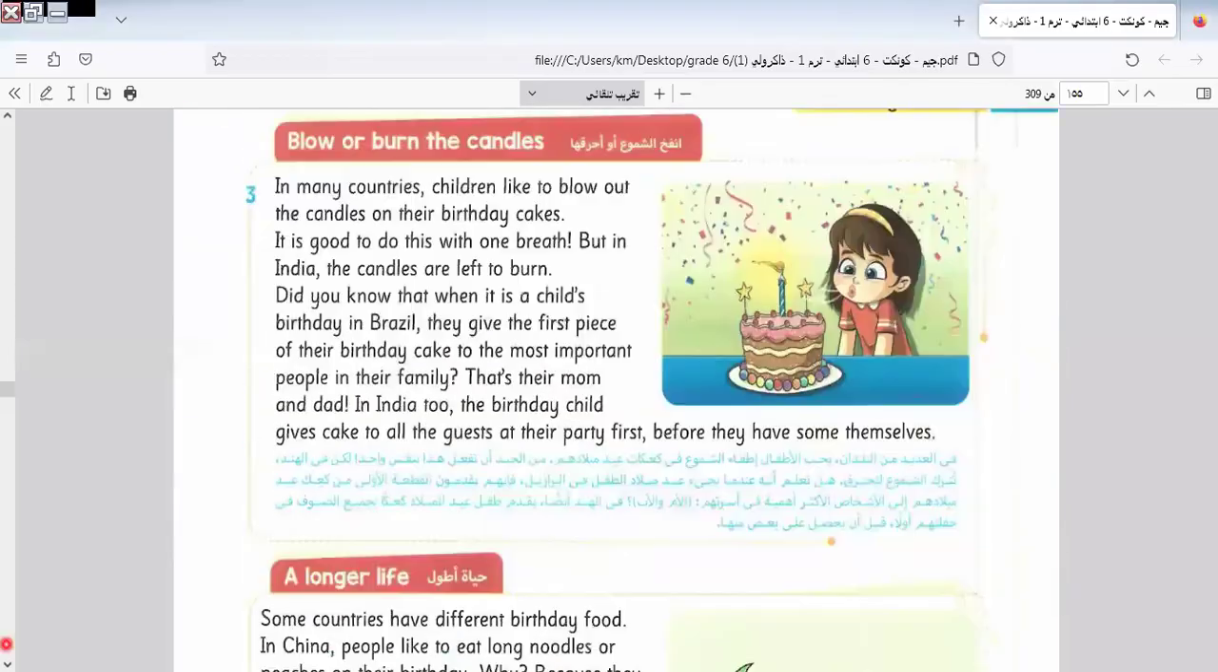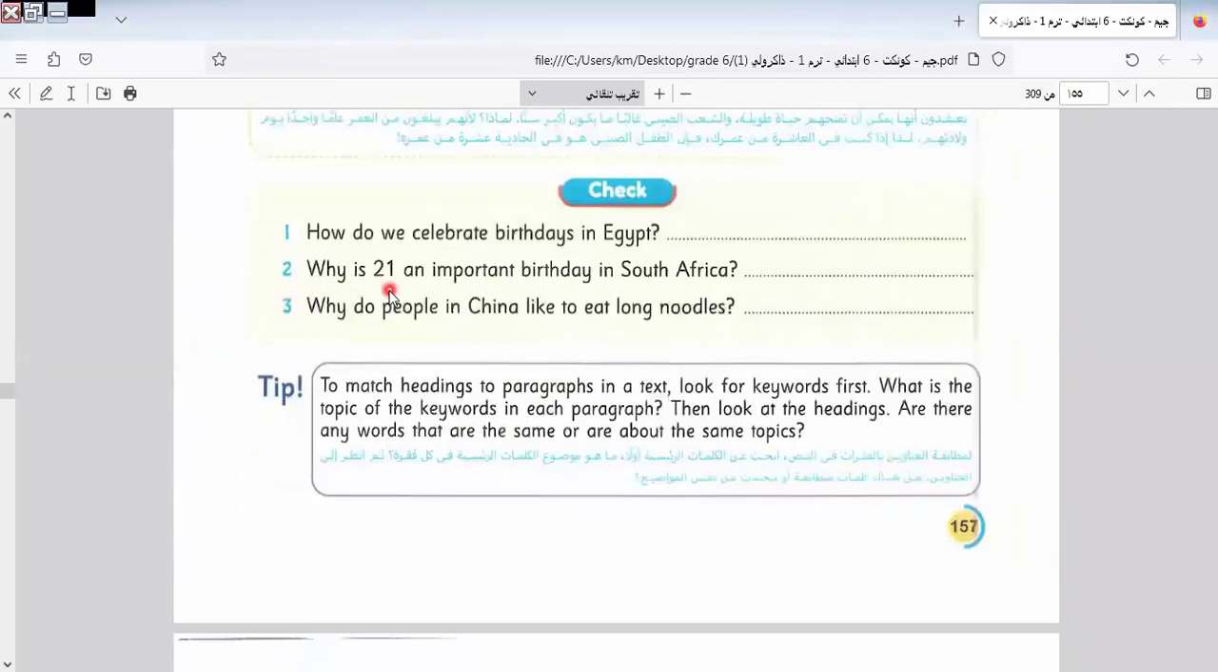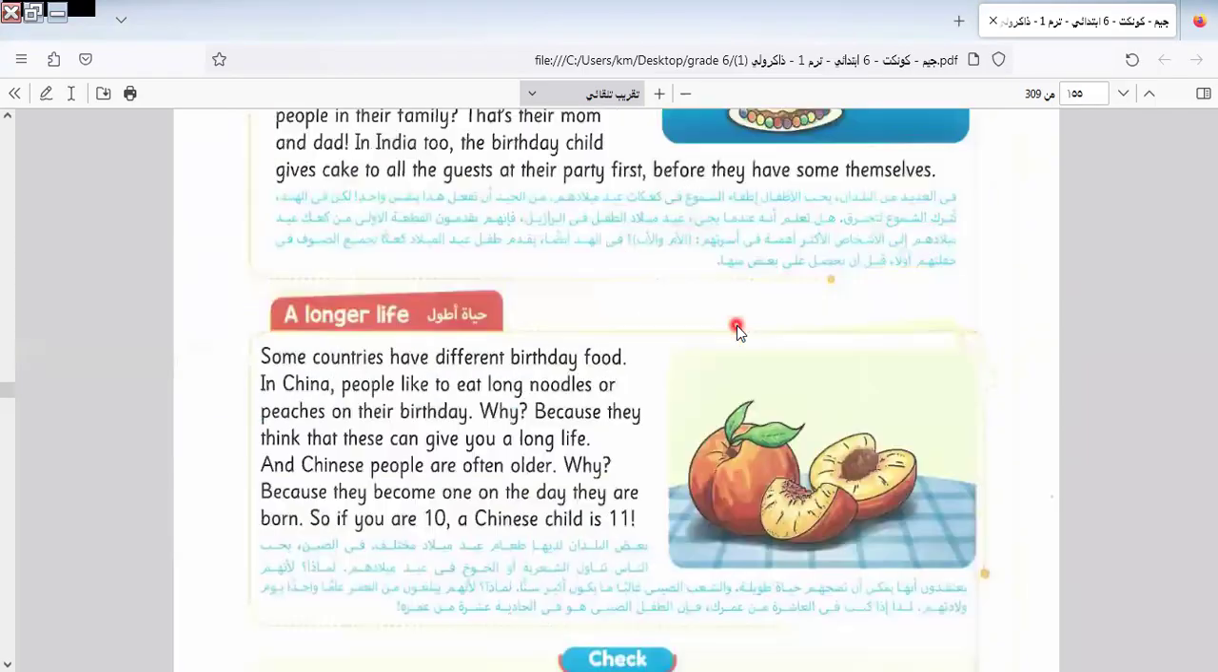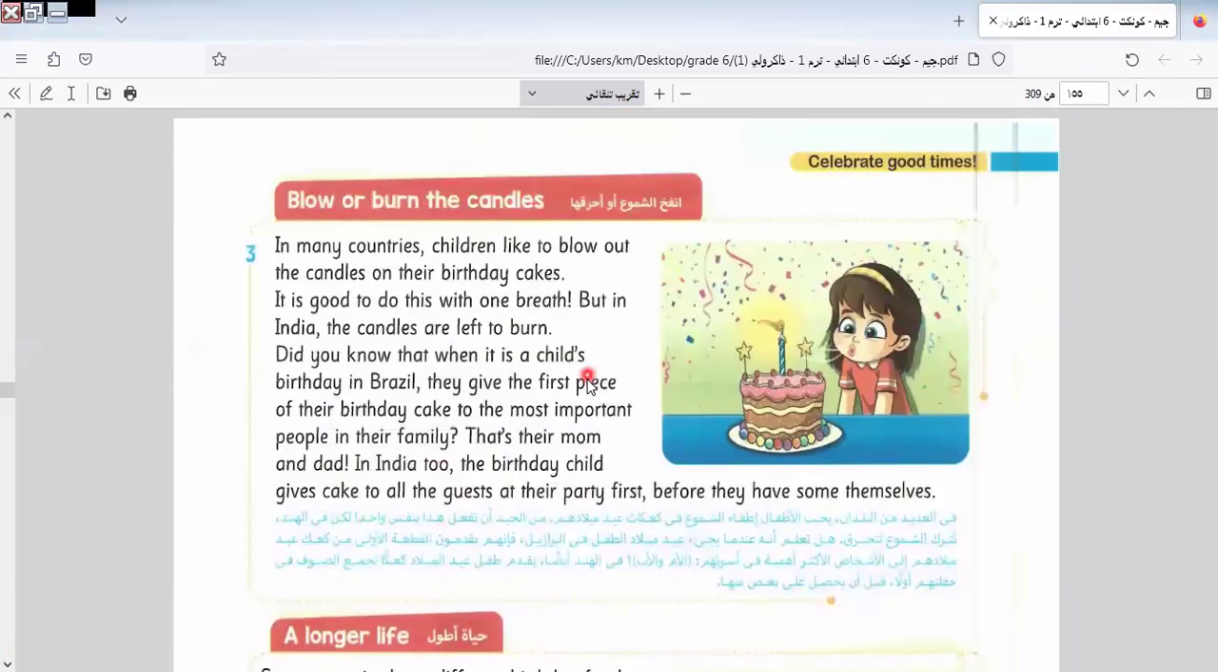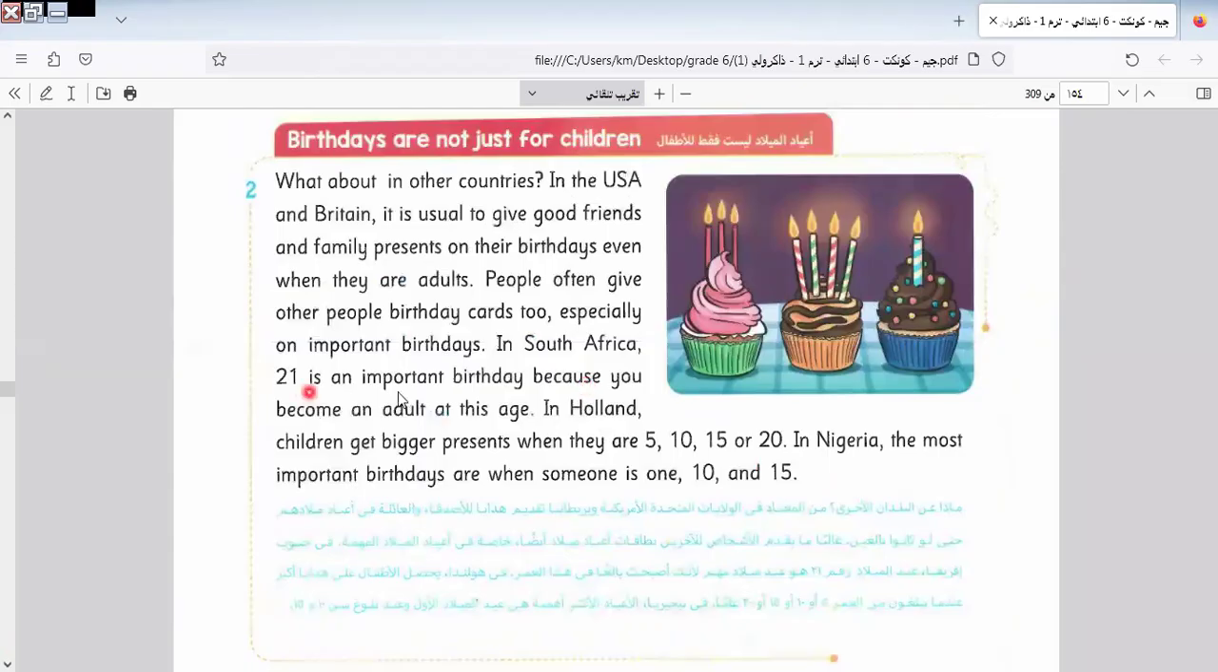The next question. Why is 21 an important birthday in South Africa? Because they become adults. I think adults, because they become adults in this year. Adult. This one is number 2. Okay, let's go to another one.